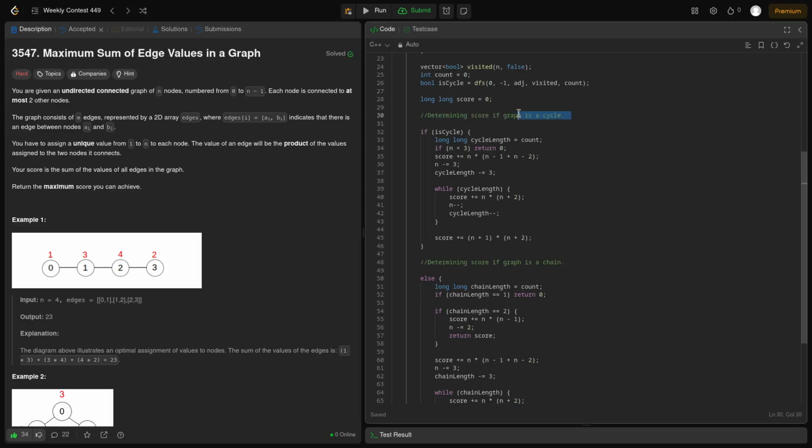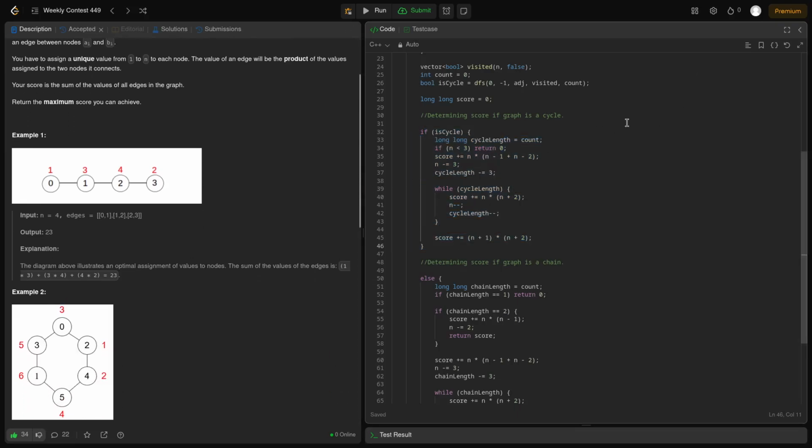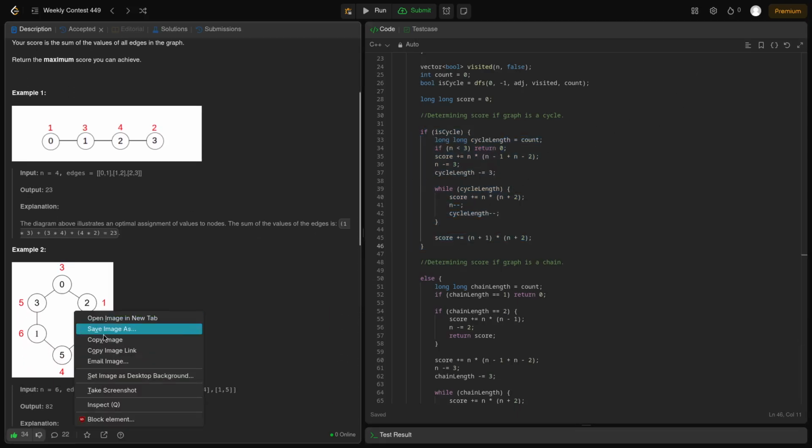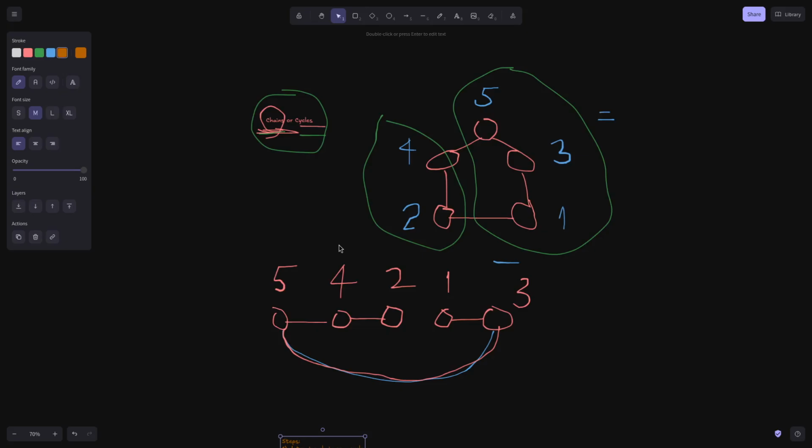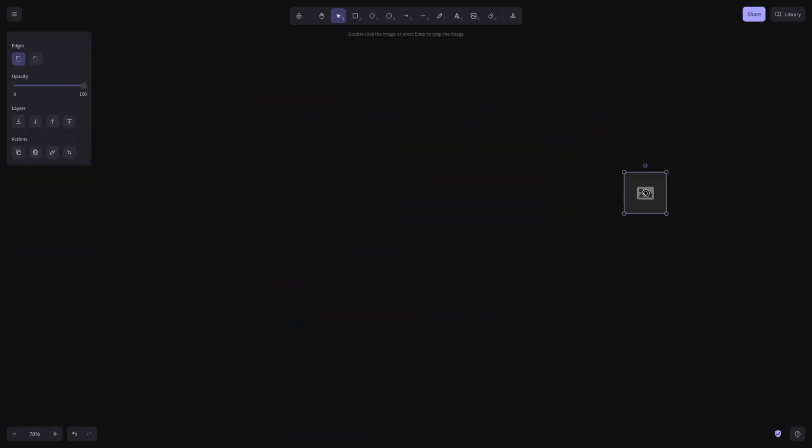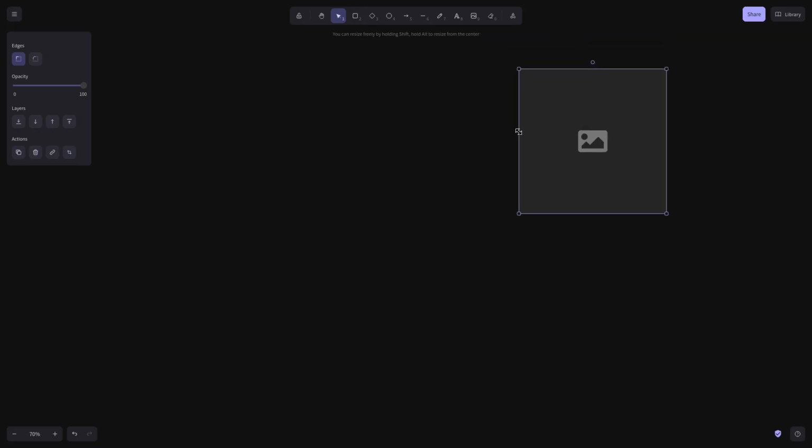And now, once we have determined that the graph is a cycle, we now need to determine the score. Okay, let's run through this, right? Let's use this example actually. Oops. I wonder if that'll paste. Never mind. I will just draw it out, right?